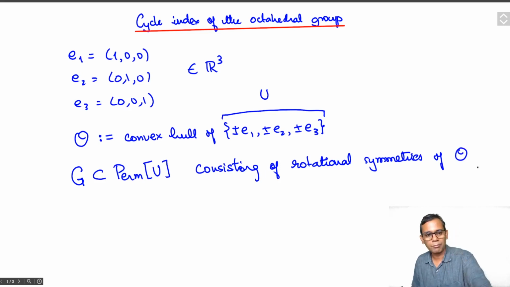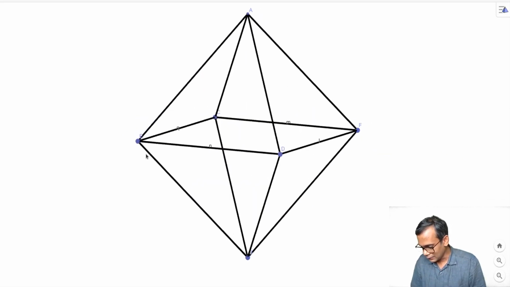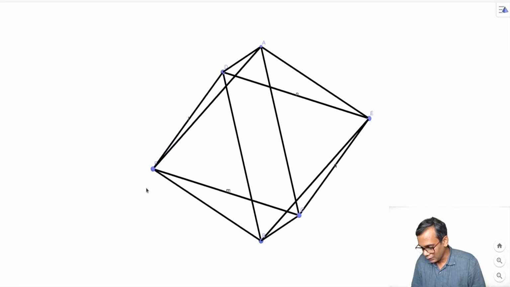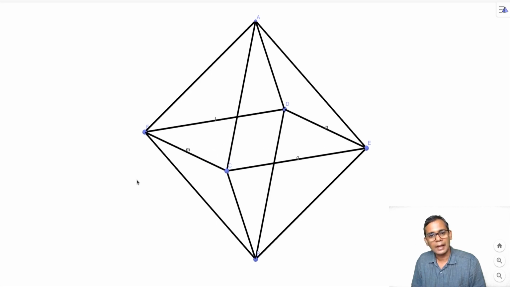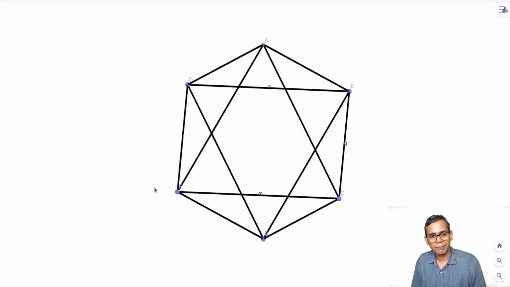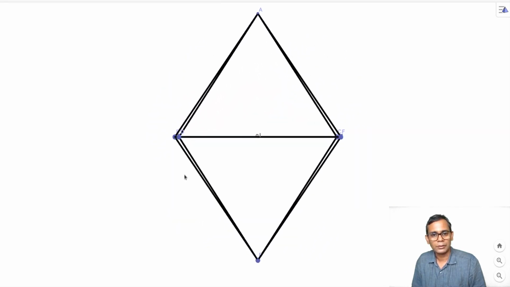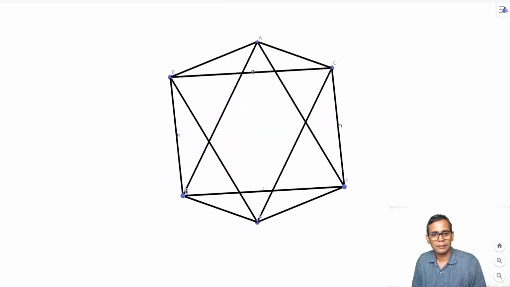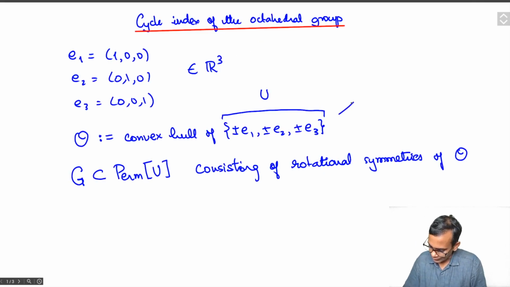Just to give you an intuitive picture of the octahedron, I have constructed it here using GeoGebra, and you can see that it's a figure which has 6 vertices, 12 edges, and 8 faces. And it seems to have a lot of symmetry. As you rotate it around, you'll see that there are many positions where you can get very symmetric configurations.